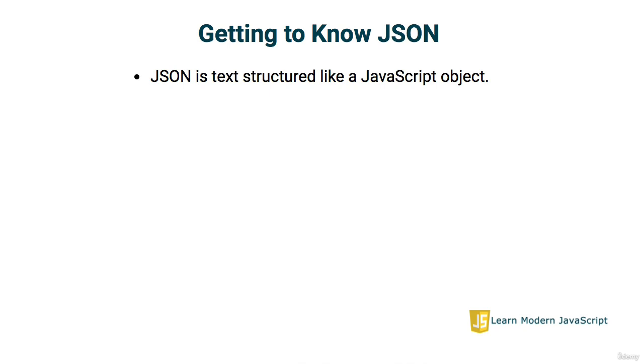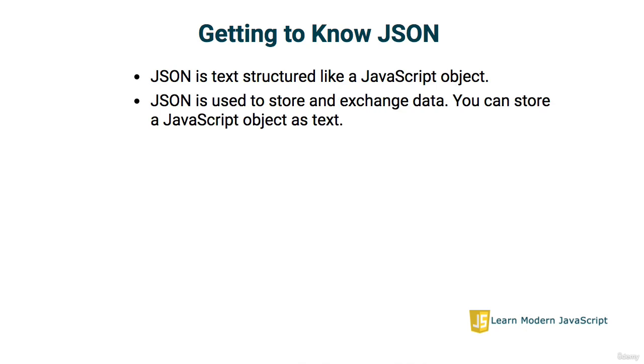So it's not a JavaScript object. It's simply text. But the way it's structured allows us to easily convert that to a JavaScript object. That's an important point to remember, because text is one of the formats that you're able to exchange with other systems. That is accepted. And so that's why that's important, that JSON is text.